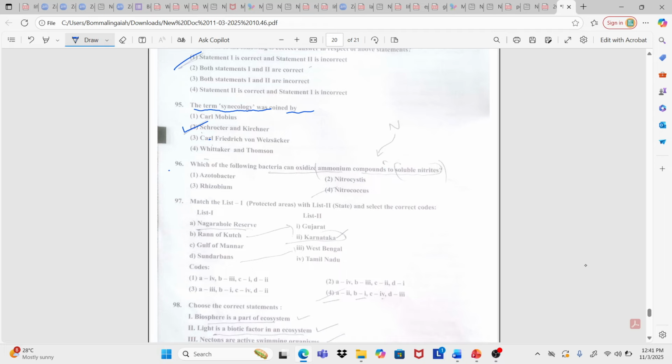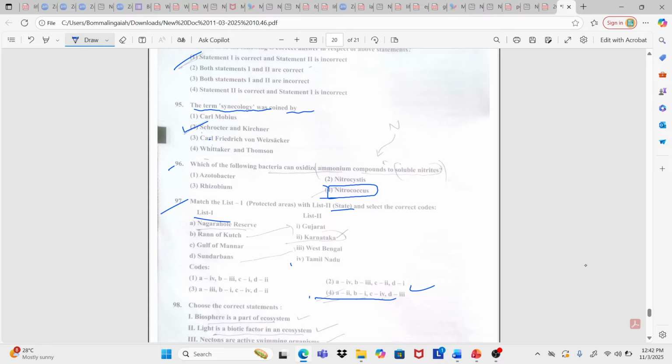Yes, question number 96. Which of the following bacteria can oxidize ammonium compounds, soluble nitrates? Correct option 4 is the correct answer. Coccus. Next, number 97. Correct option for question. Here list 1 provided affected area and list 2 provided the states. Correct option for this question is 4 is the correct one.